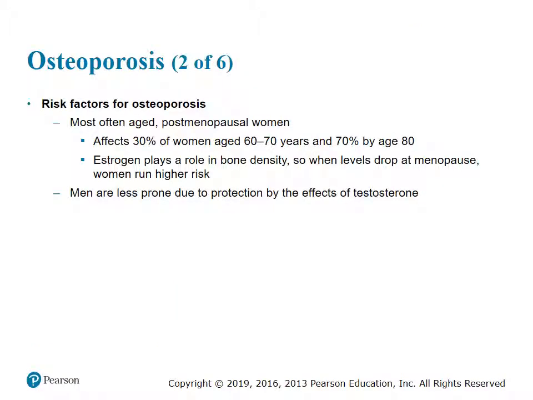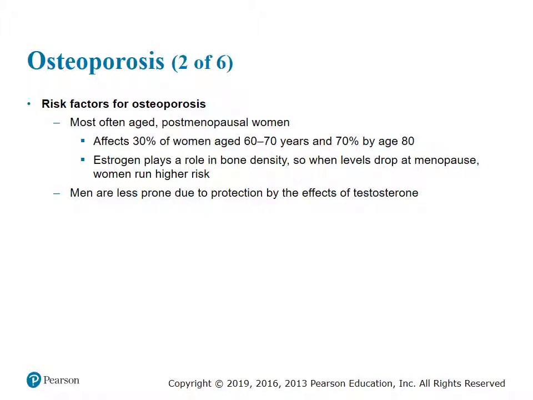Who's at risk for this? Age, postmenopausal women. In fact, of women aged 60 to 70 years, about 30% will get some form of osteoporosis. And that number increases to 70% by age 80. And we see that occurring, right?